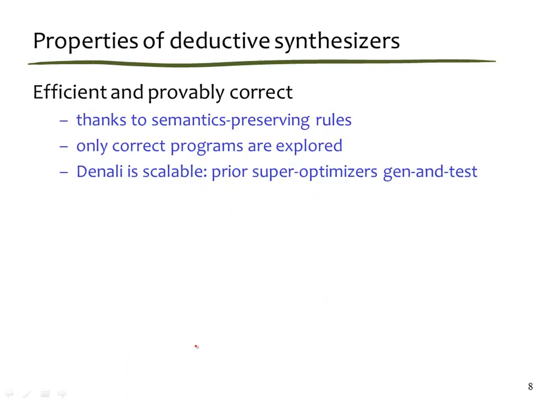So what are the properties of deductive synthesizers? They are great. They're efficient because they only generate or explore programs that are correct, because they apply semantics preserving rules. So it's a relatively small space. It's maybe exponentially large, but we'll see it's relatively small compared to what we want to do. And indeed, Denali is scalable compared to prior super optimizers, which is what they are called, which were generate and test. Denali can generate instructions of length maybe 30, whereas the previous ones would only scale to length 3 or 4.